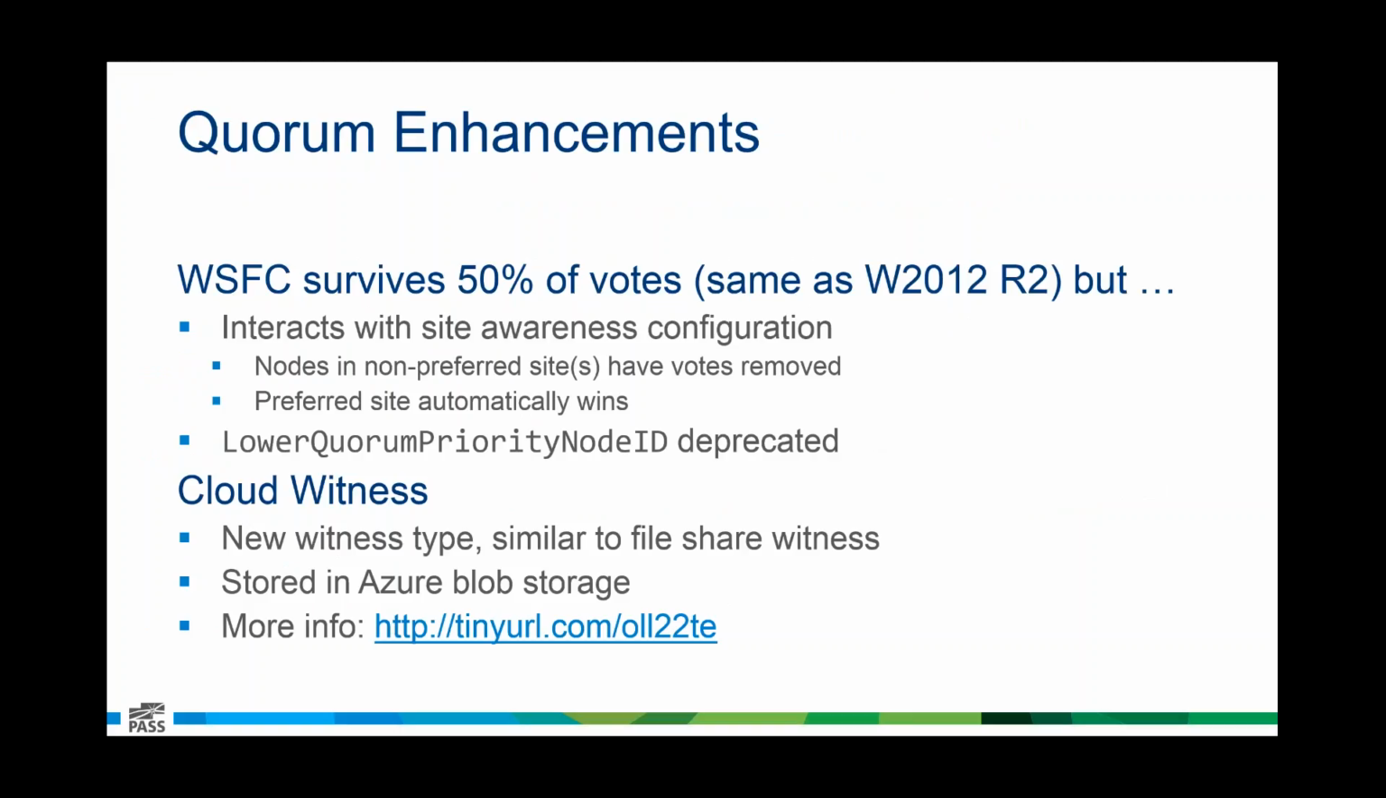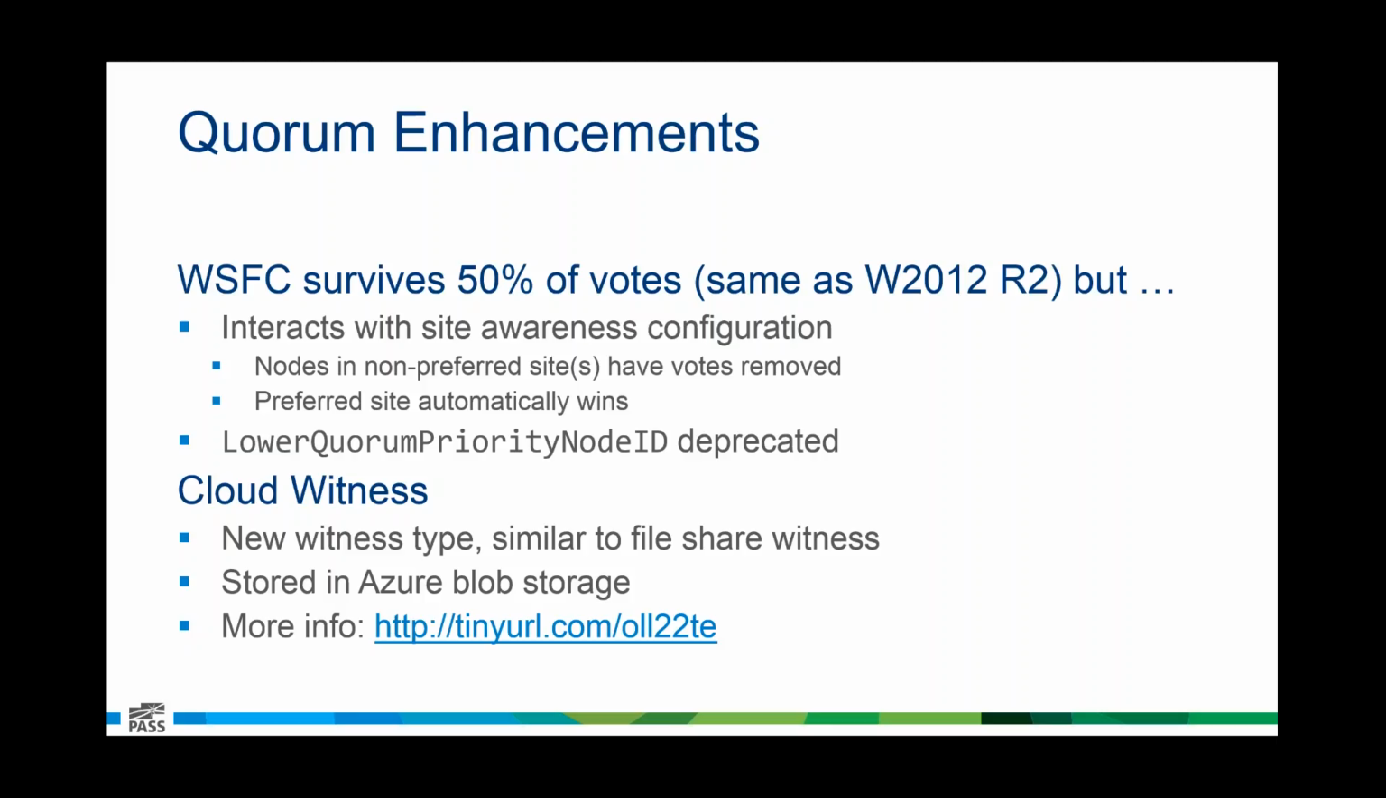But building on what they did in 2012 R2, you could lose 50% of your voters, whether they're nodes or not. But because of this whole site awareness thing, that now factors into Quorum. And if you have a preferred site defined, the votes will drop out of the non-preferred site or sites first before they would drop out of your first site. And when I mentioned the sort of site awareness, that was sort of achieved through lower Quorum priority node ID. So all this new stuff basically supersedes all that, which is why that particular thing is deprecated in Windows Server 2016.